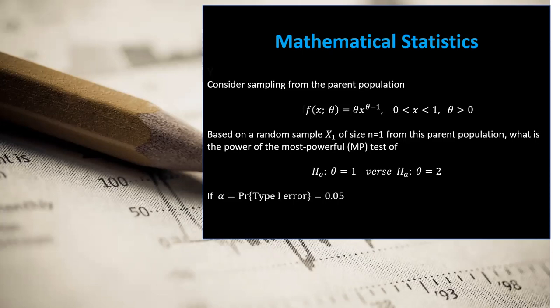Consider sampling from the parent function f(x; theta) = theta x^(theta - 1), x ranging from 0 to 1, with the parameter theta greater than 0. The random sample here only has size n equal to 1, X1, from this parent population. We want to find the power of the most powerful test for the null hypothesis theta equal to 1 and the alternative hypothesis theta equal to 2. For the type 1 error, we define alpha to be 0.05.